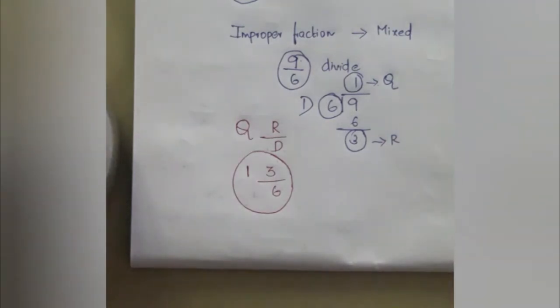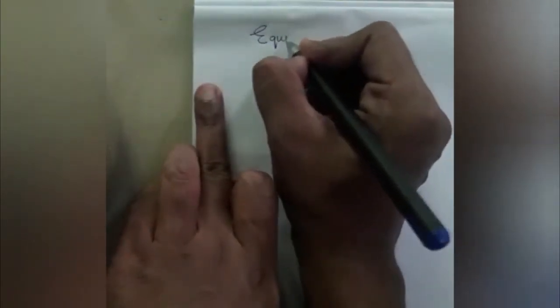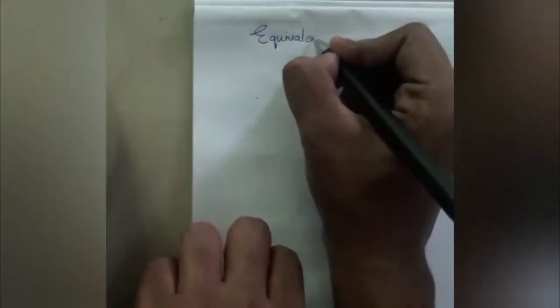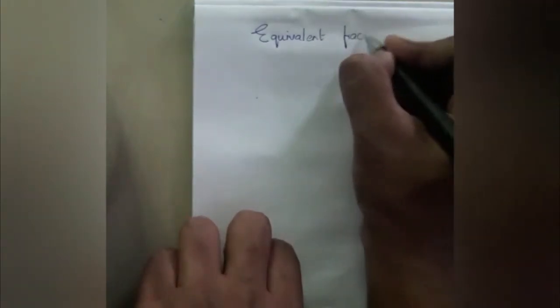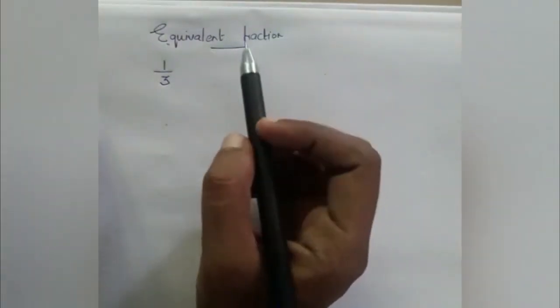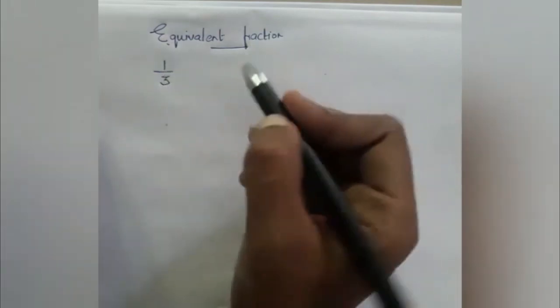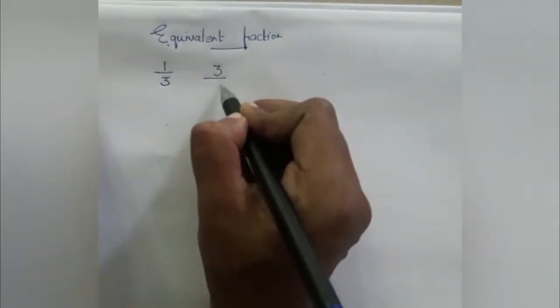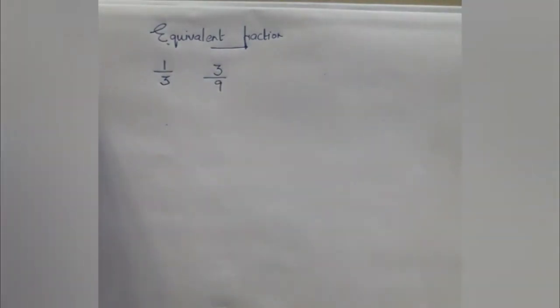Now we'll move to the next type of fraction you have to study, that is equivalent fraction. So equivalent fraction, from the word itself it is clear. Equivalent fraction means equal. Equi means it is equal. For example, I will show you 1 by 3 and 3 by 9. I'll say that 1 by 3 and 3 by 9 are equivalent fractions.